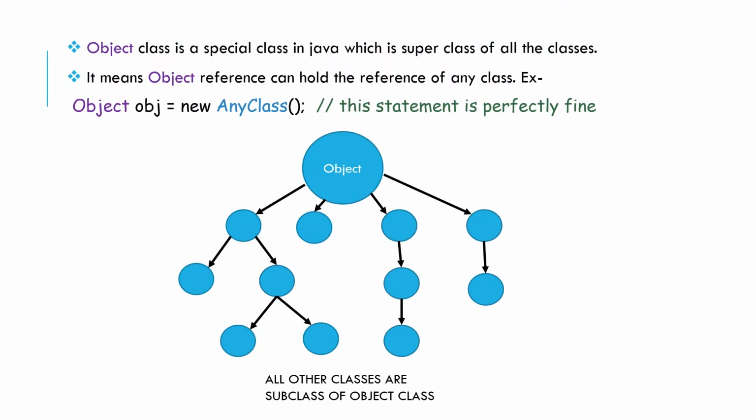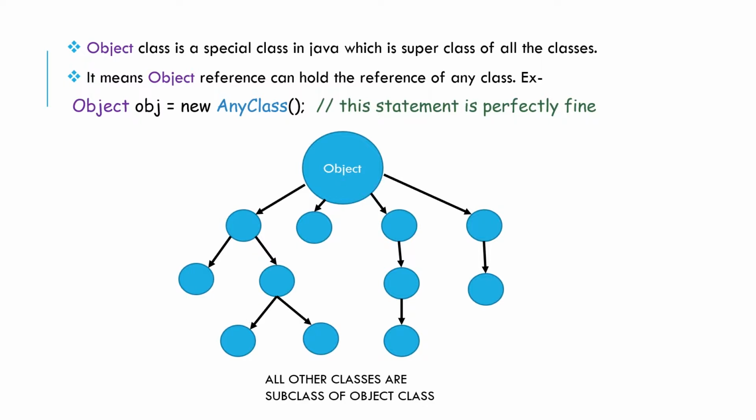In this video, I am going to explain the Object class in Java. Object class is a special class in Java which is the superclass of all the classes. This class lies at the top of the class hierarchy in the java.lang package, which means that every class is directly or indirectly a subclass of this class.